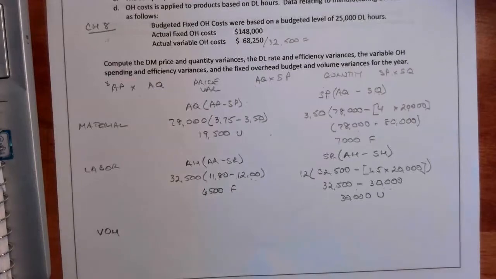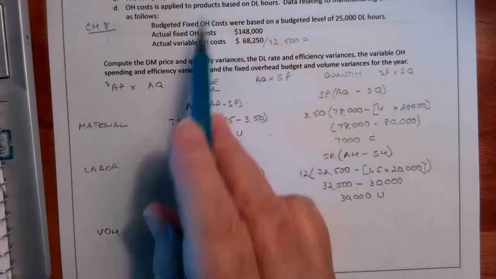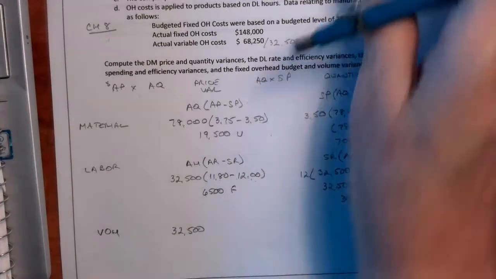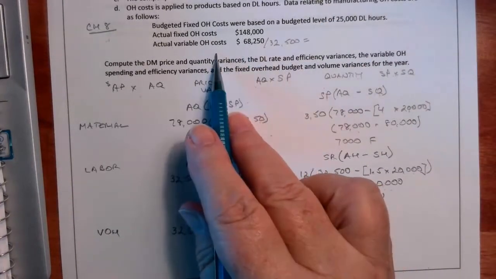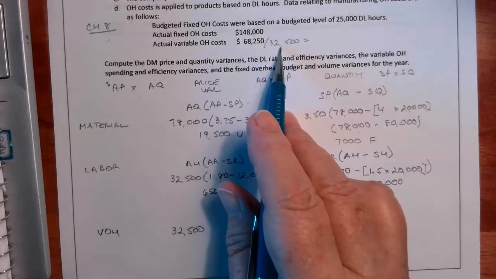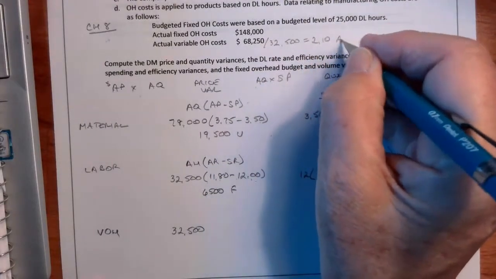Variable overhead is 32.5. What do we have? We know that our actual hours, variable overhead is 1.5 direct labor hours at $2 per hour. And overhead costs are applied to products based on direct labor hours. So we have 32.5. And what I did up here was I took the actual variable overhead costs, the $68,250, divided it by the 32.5 and got a rate of $2.10. That is our actual overhead rate.